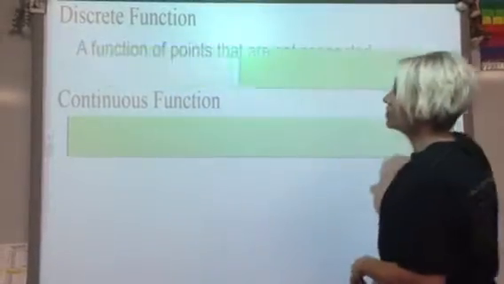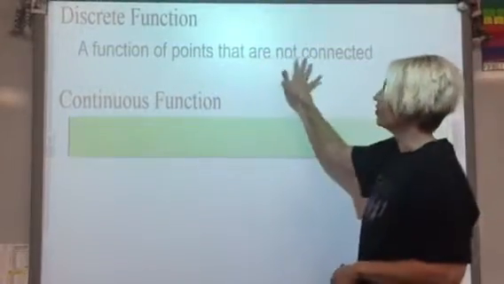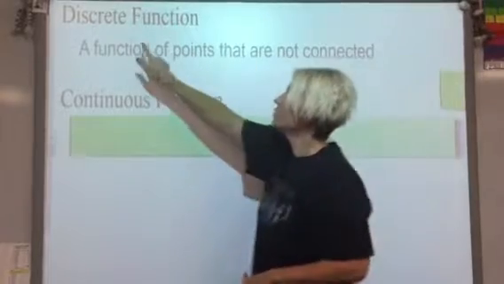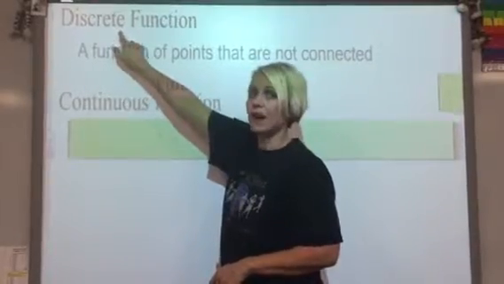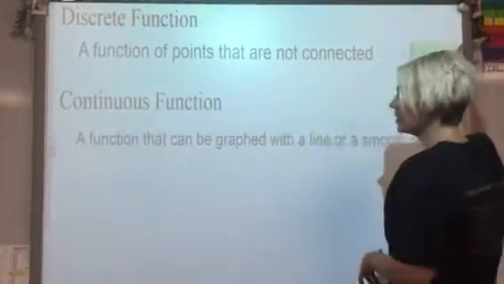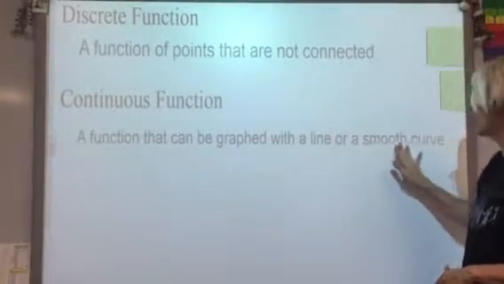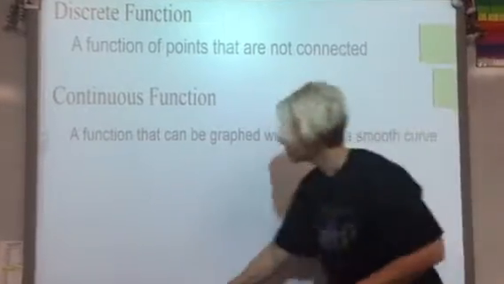A discrete function is a function of points that are not connected. So discrete are things that you cannot connect. Continuous function is a function that can be graphed with a line or a smooth curve.